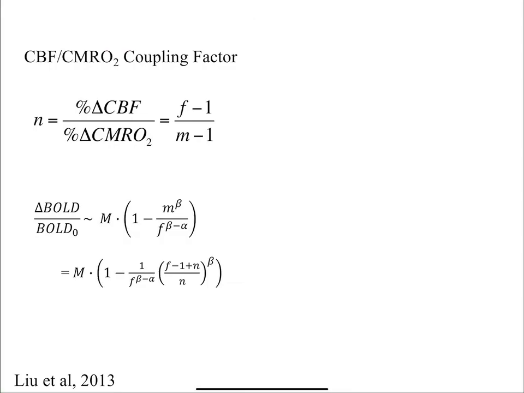The other thing that can change is what's called the CBF-CMRO2 coupling ratio. This is basically the percent change in blood flow over the percent change in CMRO2. It turns out that you can write the percent BOLD change as a function of your normalized flow and this coupling ratio. I'm not going to go through the math, but I'll give you an example of why this is something to keep in mind.